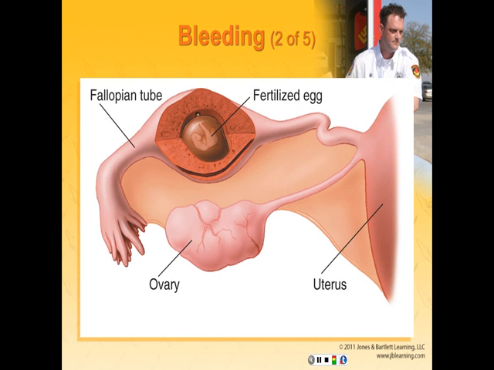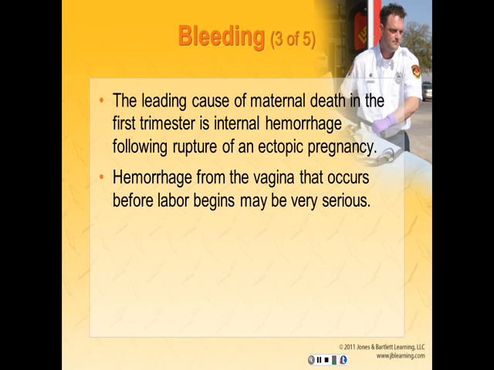The leading cause of maternal death in the 1st trimester is internal hemorrhage into the abdomen following the rupture of an ectopic pregnancy. You should consider the possibility of an ectopic pregnancy in women who have missed the menstrual cycle and complain of sudden stabbing and usually unilateral pain in the lower abdomen. Hemorrhage from the vagina that occurs before labor begins may be very serious, and you should call for ALS assistance.